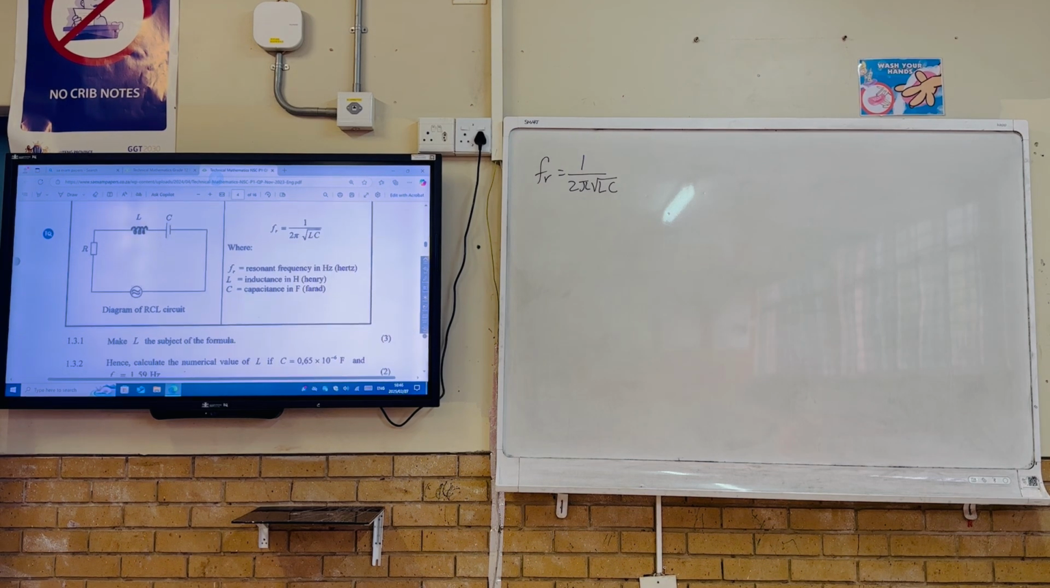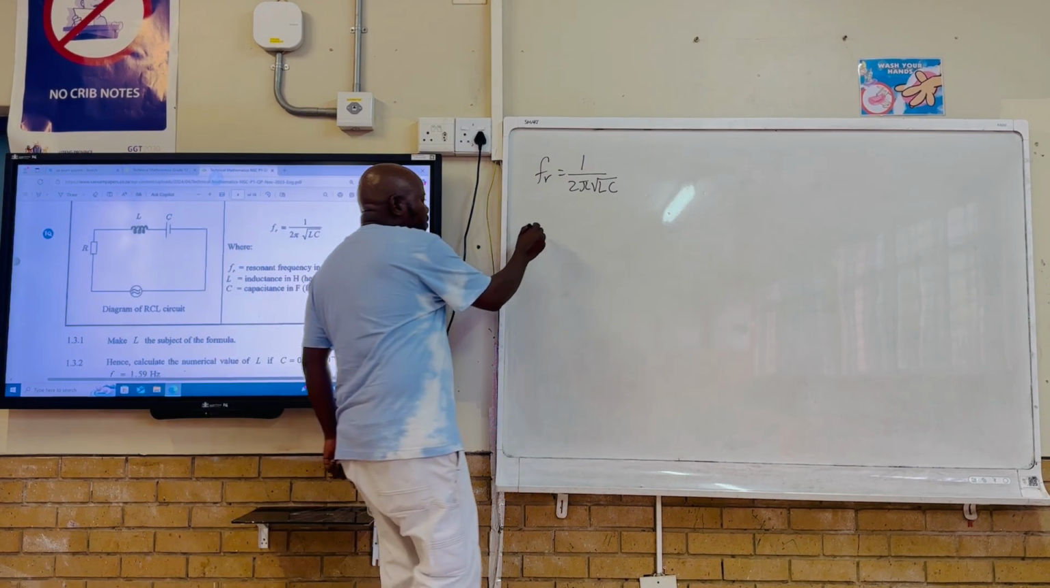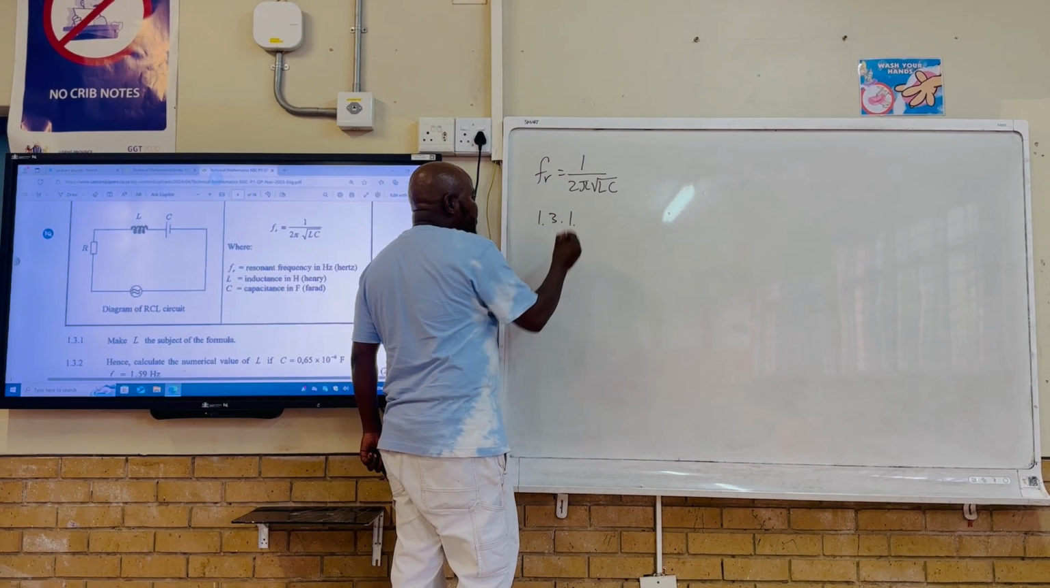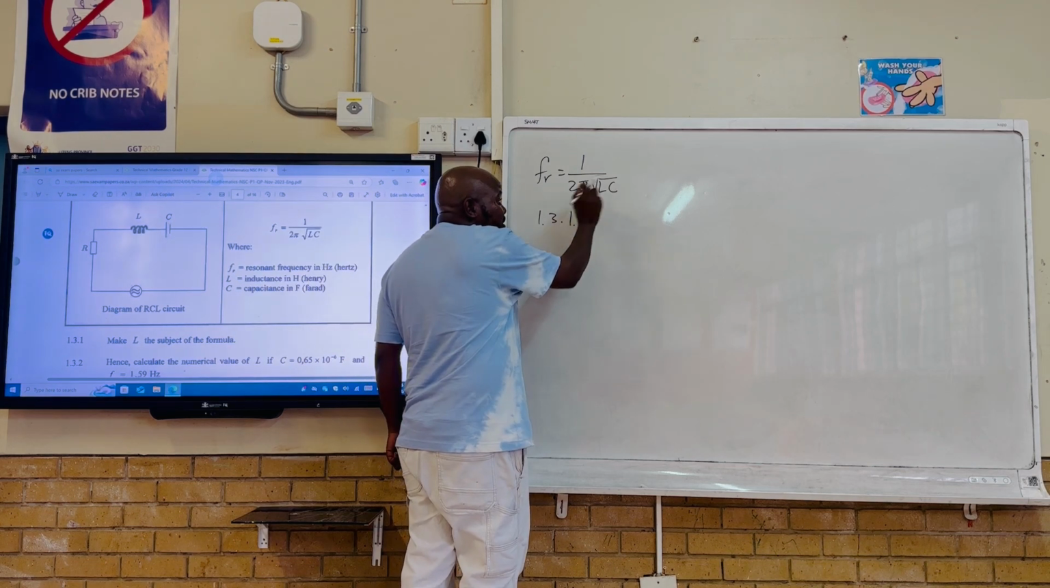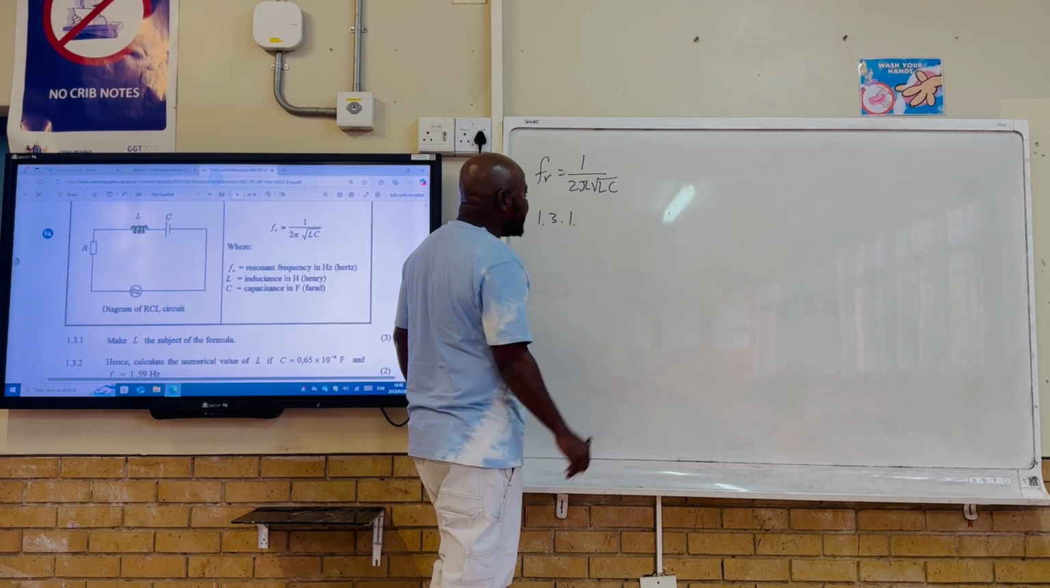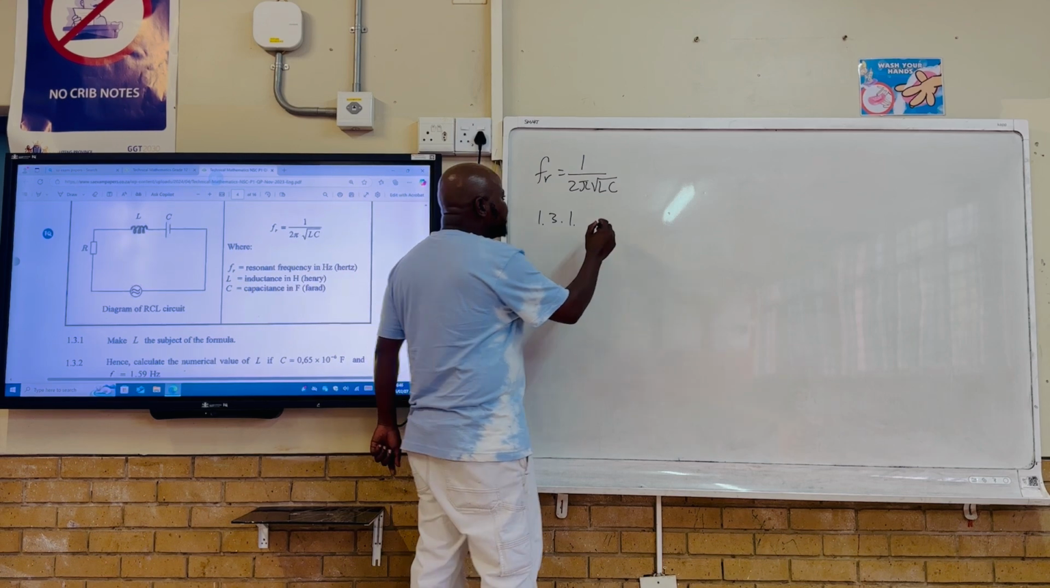The first question says 1.3.1. It says, make L the subject of the formula, which is equation 1.3.1. We must take L outside of the radical side. Now, we just make life easy, which is equation 1.